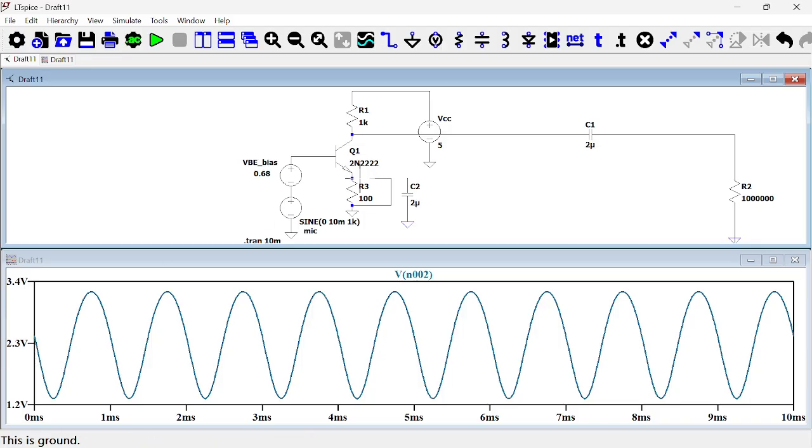But with the emitter degeneration, you can also think of it as the emitter degeneration also increases the output impedance of the whole thing. So that's one way you can look at it. And maybe in the next video I'll really concentrate on the headroom and the emitter degeneration.